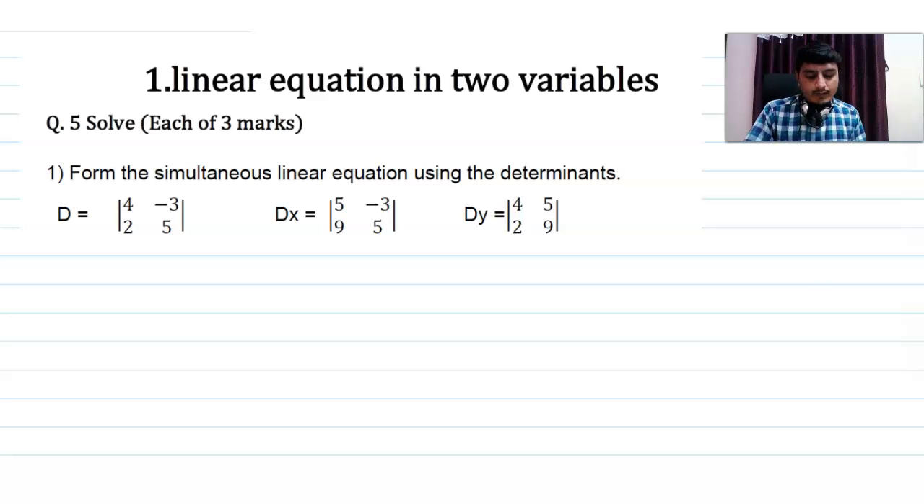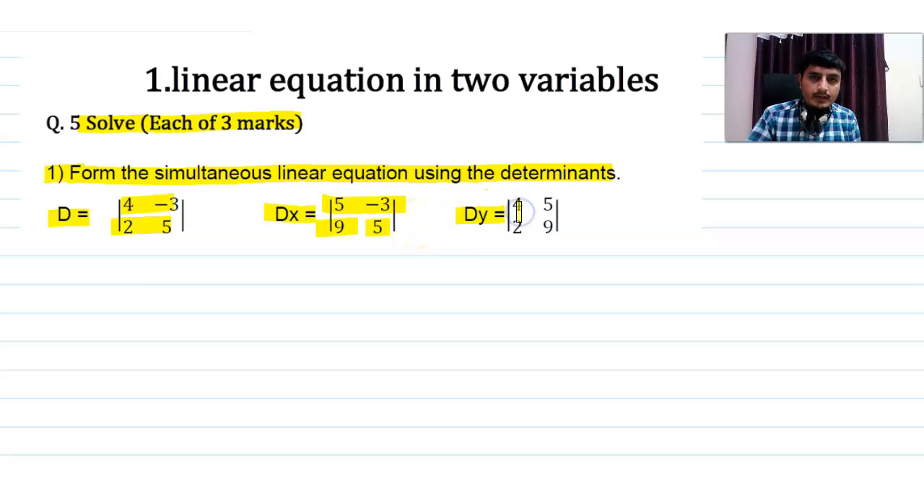So we have question number 5, of the form solve. We have each of 3 marks question. The first sub question: form the simultaneous linear equations using the determinants. Determinant D is of order 2 having the entries 4, minus 3, 2, 5, and Dx is the determinant of order 2 having the entries 5, minus 3, 9 and 5.